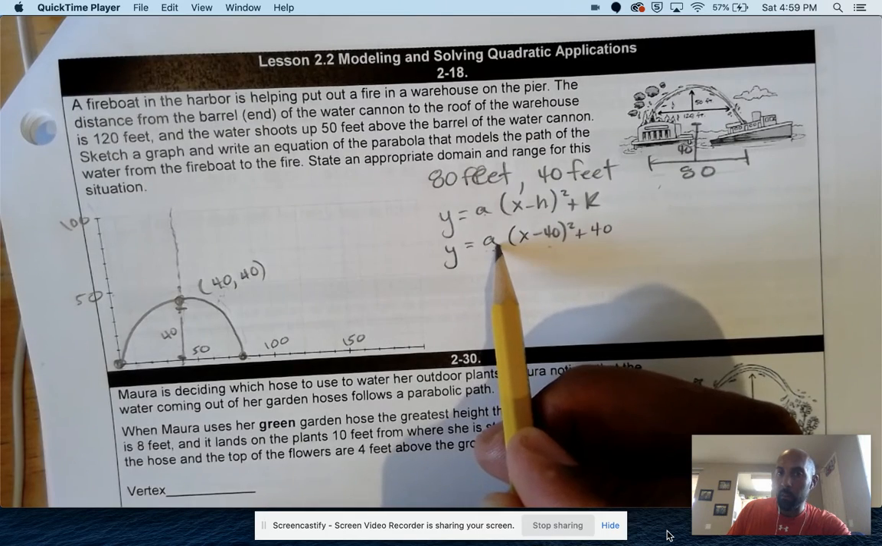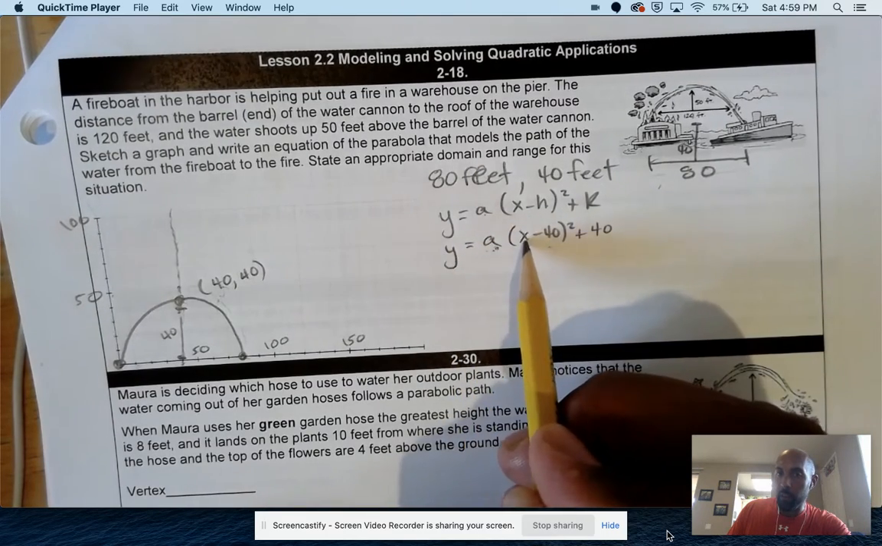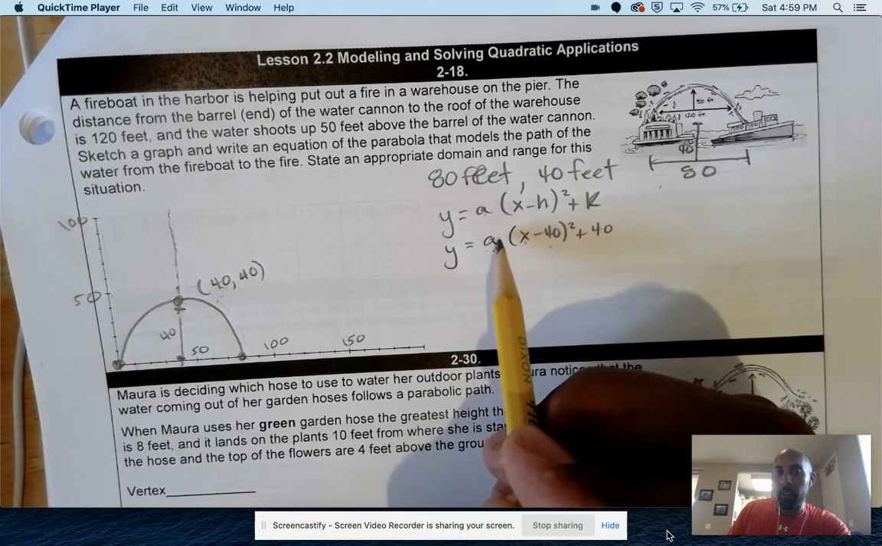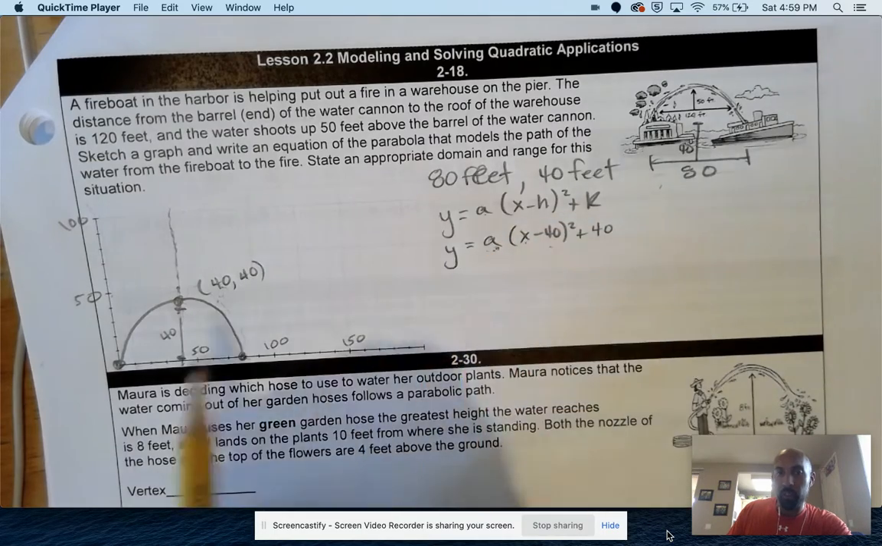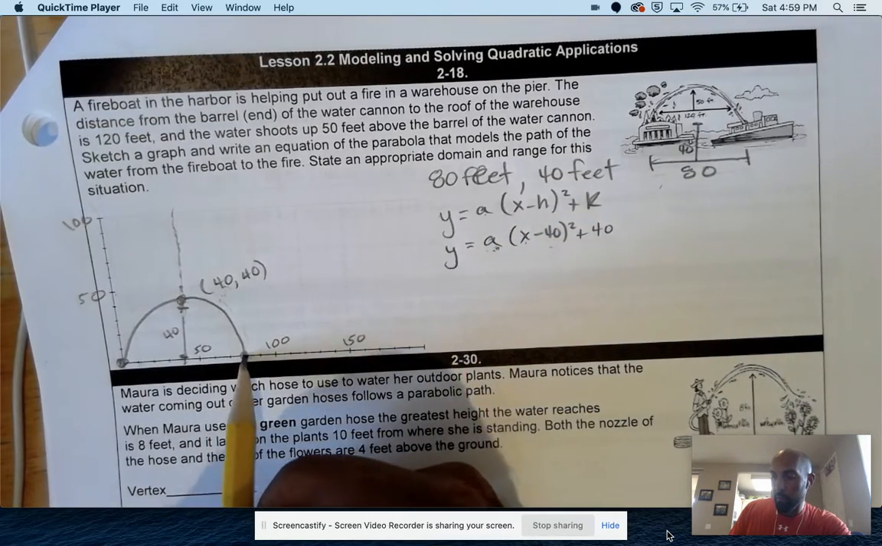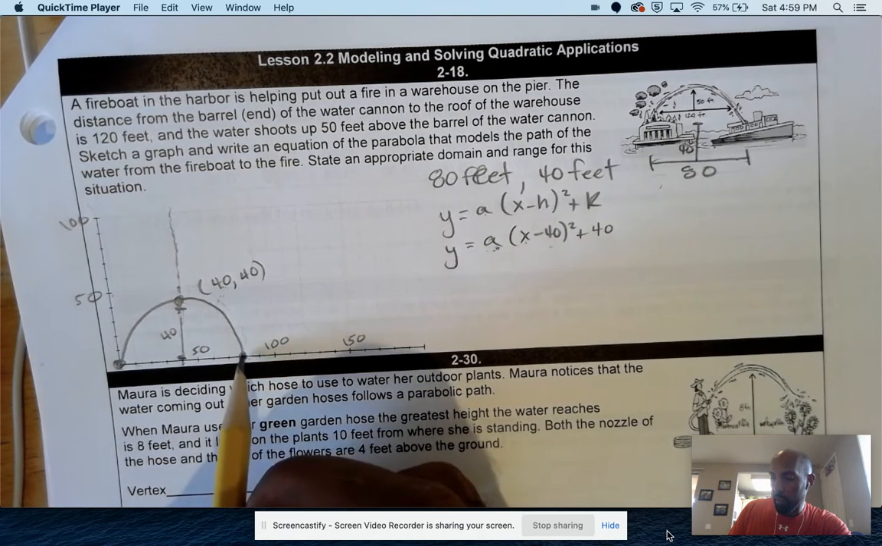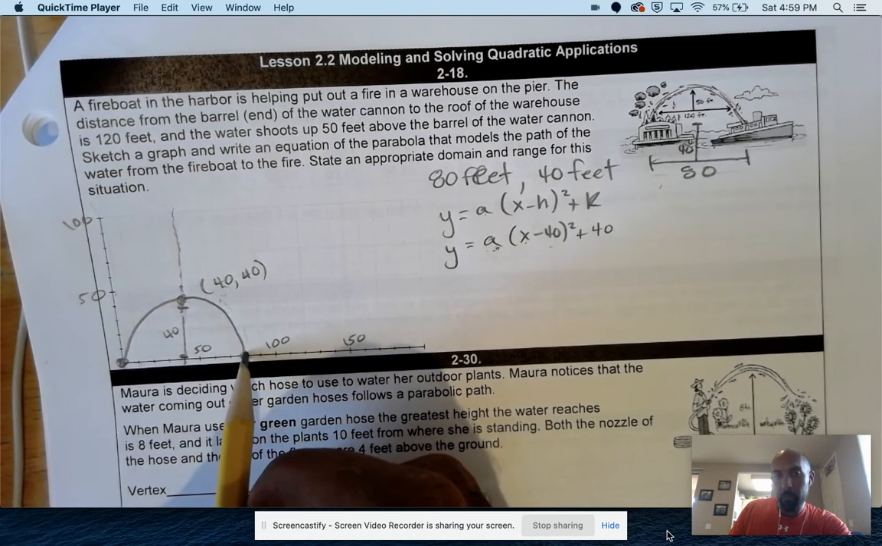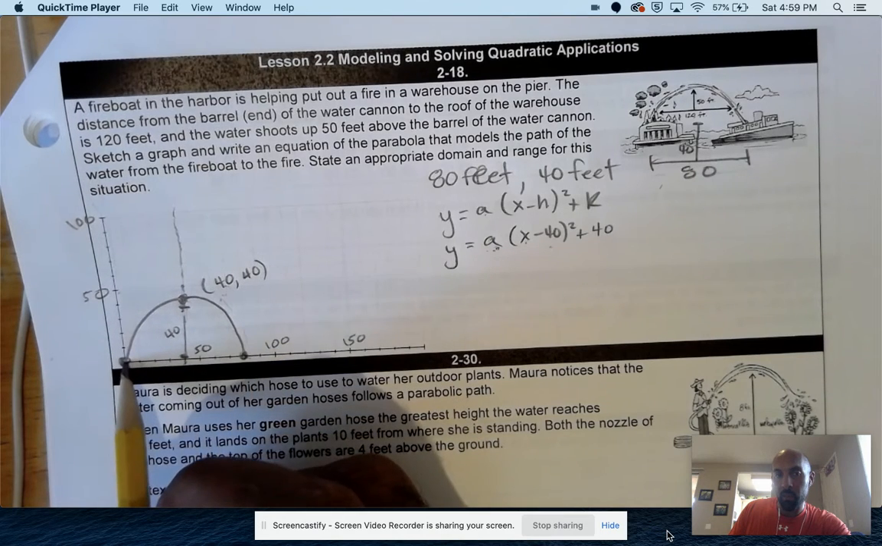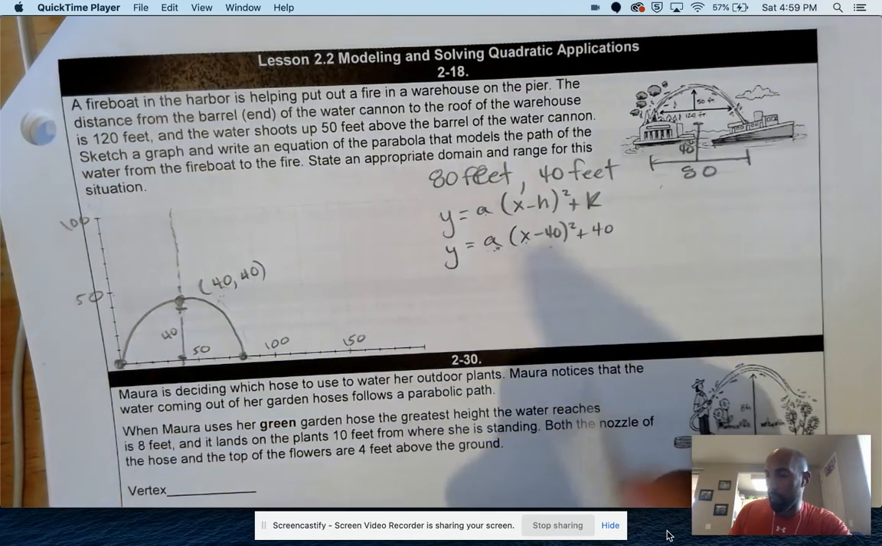Well, to do that, if we know a value for x and a value for y, we can solve for a. And we do it by just looking at the graph. We've got this point here. We don't want to plug in the vertex because that's going to kind of mess things up. But we could plug in an x-intercept, either (80, 0) or (0, 0). And I'm going to go for (0, 0) because (0, 0) just sounds easy.